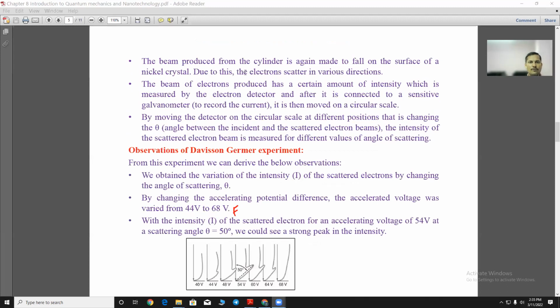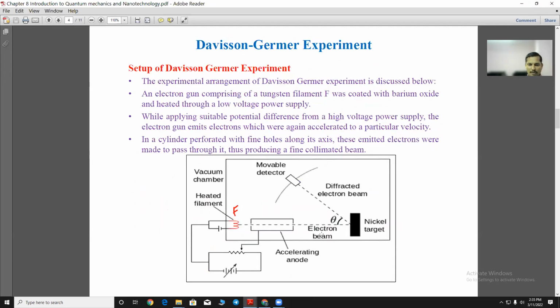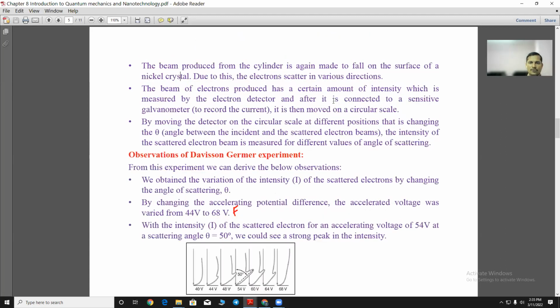The beam produced from the cylinder is again made to fall on the surface of a nickel crystal, which is nothing but the target material here. So we are bombarding the electron beam on this target, that is nickel, of course. So what happens here? Due to this, the electrons scatter in various directions.